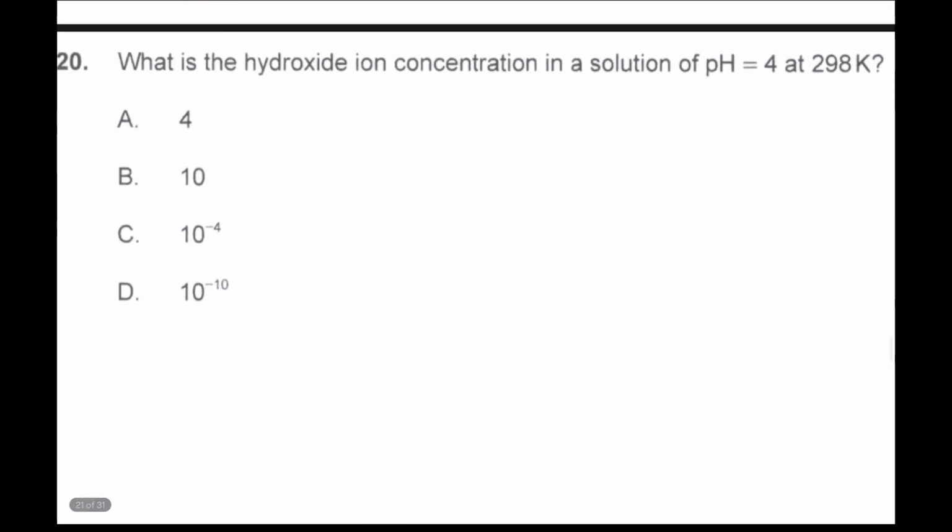Now, the hydroxide ion concentration of a solution of pH 4. Okay, so pH equals 4. This means minus log base 10 of the H plus ion concentration is 4. So log base 10 of the H plus ion concentration will be minus 4. If I take 10 to the power on both sides, your H plus ion concentration will be 10 to the power of minus 4.